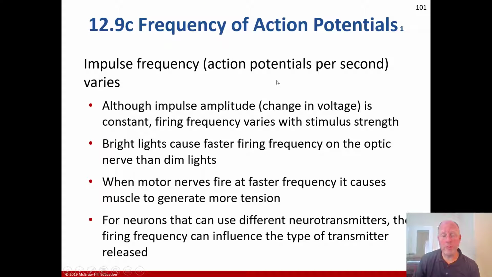As far as the frequency of action potentials, impulse frequency, or action potentials per second, varies. Although impulse amplitude, the change in the voltage, is constant, the firing frequency varies with stimulus strength. Bright lights cause faster firing frequency on the optic nerve than dim lights, as an example. When motor nerves fire at a faster frequency, it causes the muscle to generate more tension to a point, right? For neurons that can use different neurotransmitters, the firing frequency can influence the type of transmitter released.